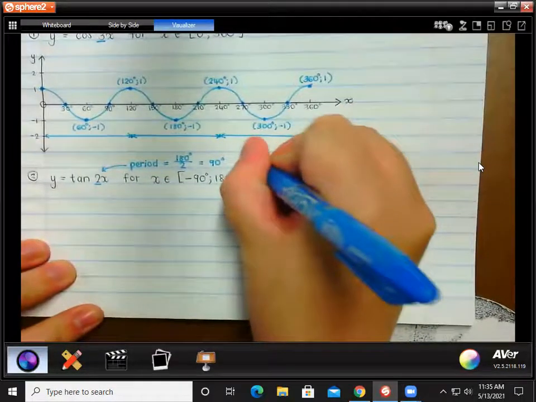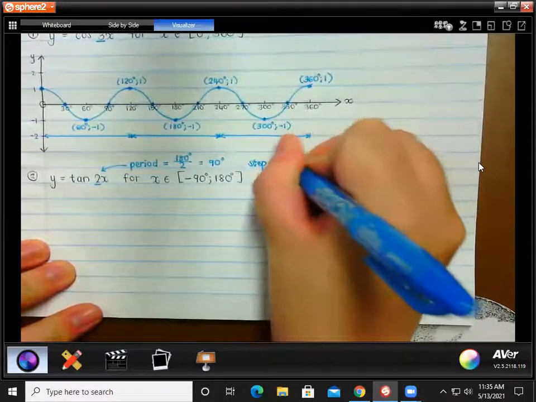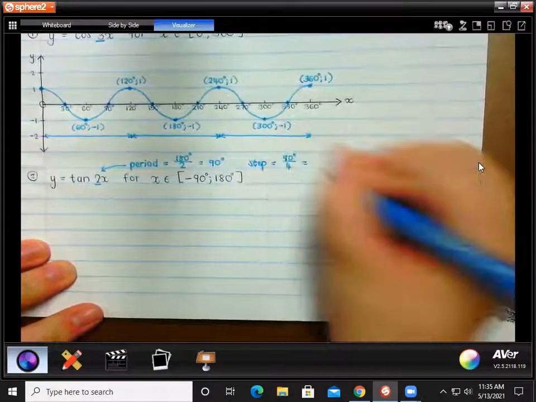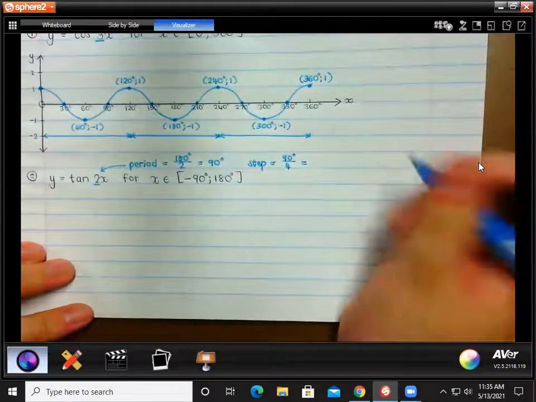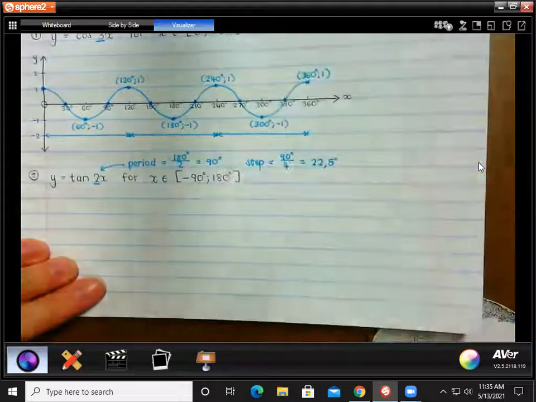Once we know our period, we can find our step. So the step is now the new period divided by 4. So 90 divided by 4. Now this is actually going to be 22.5 degrees.